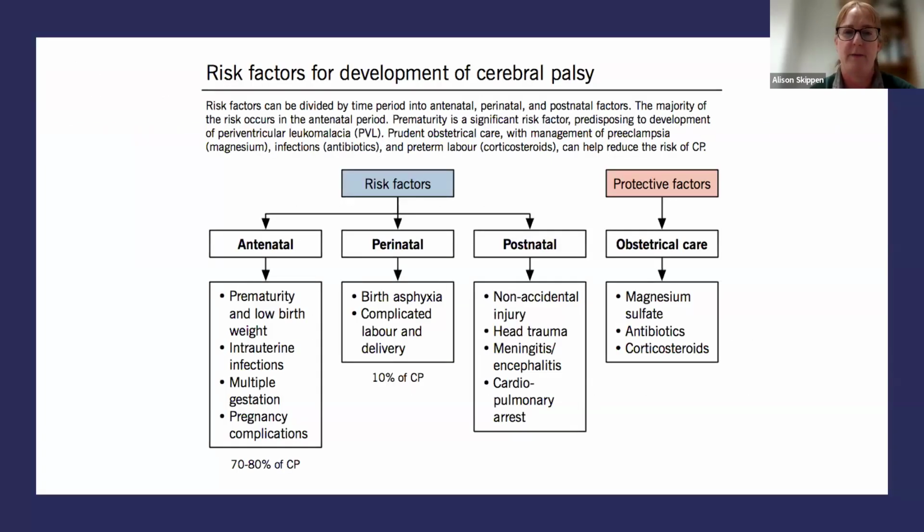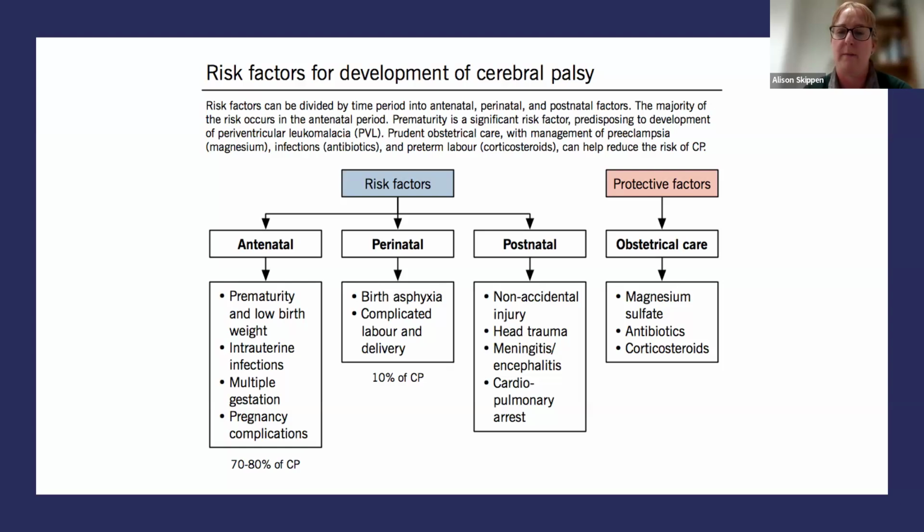So this is just going through the risk factors for development of cerebral palsy again. The classification is antenatal, perinatal, and postnatal, and it talks about those different risk factors and how they happen. The majority are antenatal causes. So 70 to 80% of cerebral palsy is usually an antenatal cause, because of any of those listed there, such as prematurity, low birth weight, intrauterine infections, twin or multiple gestation pregnancies, and pregnancy complications.